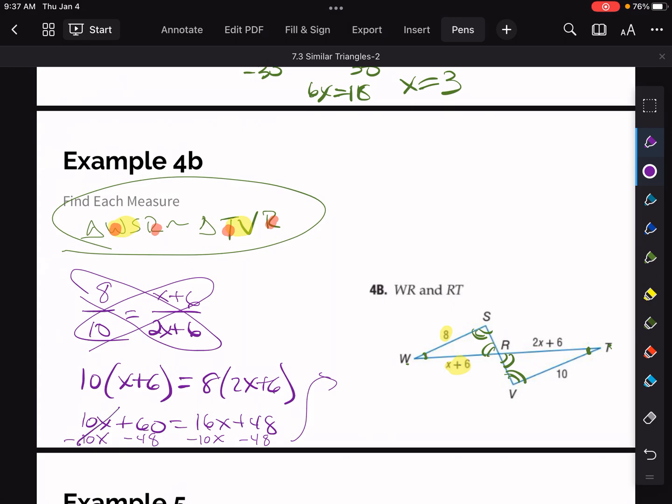So if I do that, these go away, and then on my left side, I'm left with 12, and on my right side, I'm left with 6x when I do the math out there. Okay, therefore x is equal to 2.